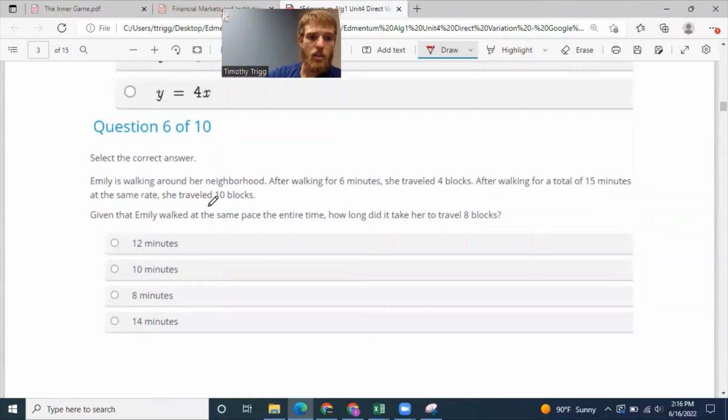Next one. Emily is walking around her neighborhood. After walking 6 minutes, she's traveled 4 blocks. So we have a coordinate point here, 6, 4. After walking a total of 15 minutes, she's traveled 10 blocks. So the second coordinate point we have is that 15 minutes of walking, 10 blocks distance. Given that Emily walked the same pace the entire time, how long did it take her to travel 8 blocks? So essentially we're finding how much time it takes to travel 8 blocks?